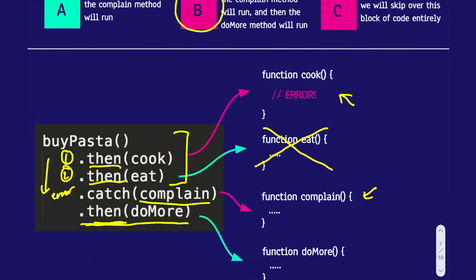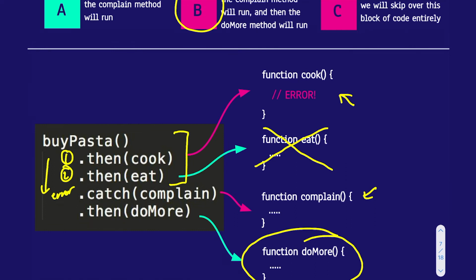But this is kind of why you don't want to end any .then .catch structure with another .then, is because we're gonna run the do more function. So you really want to have the .catch as the last statement within the structure, so that you're not running more functions, even though you've had an error somewhere higher up in the structure.